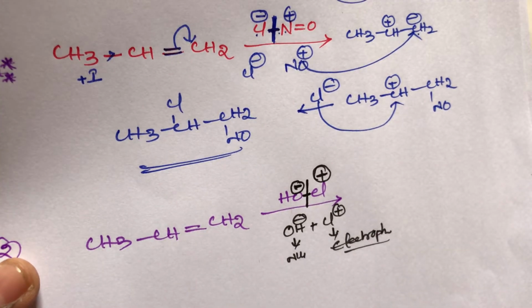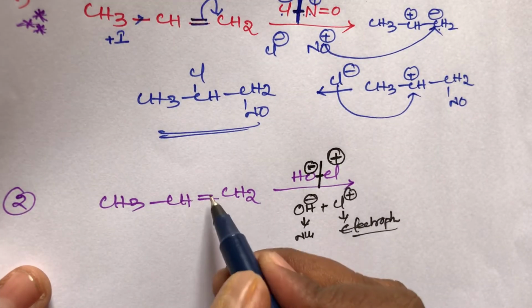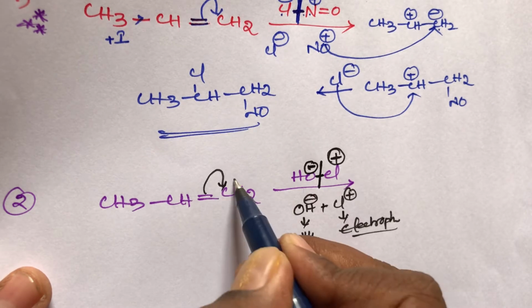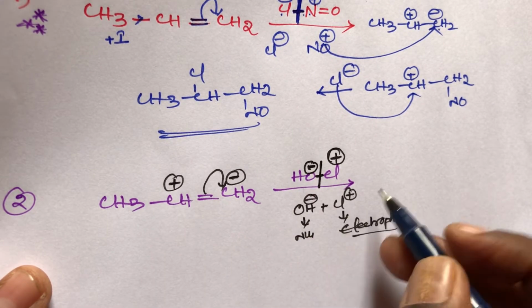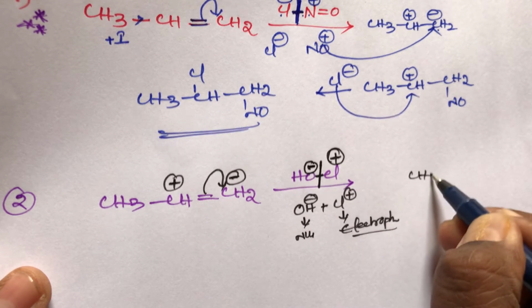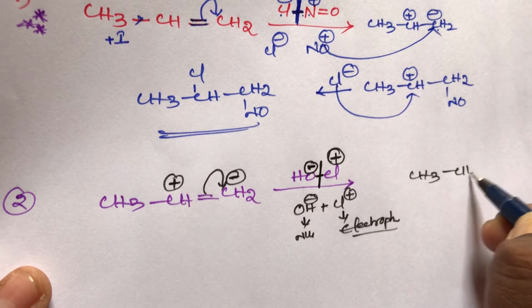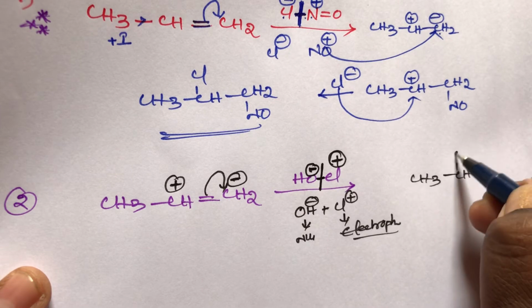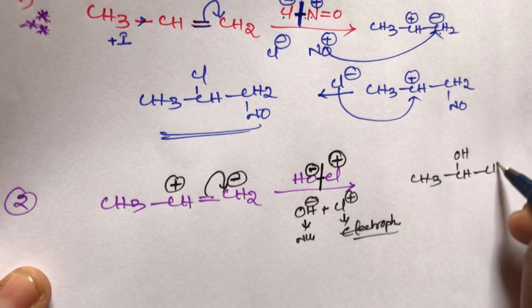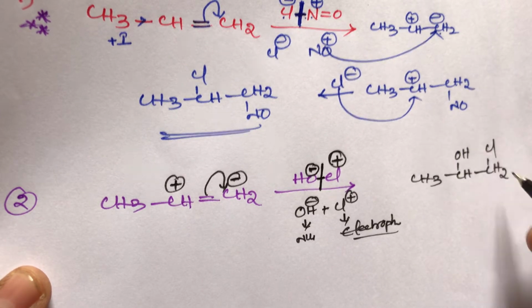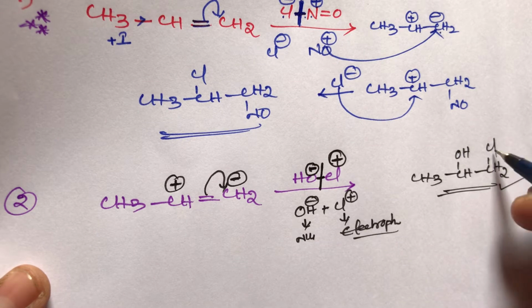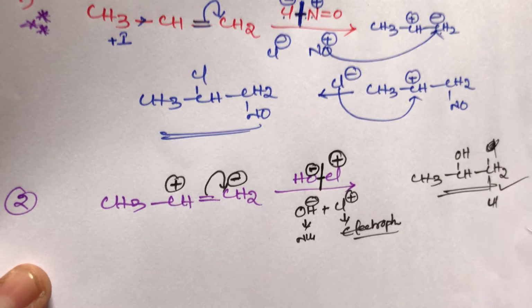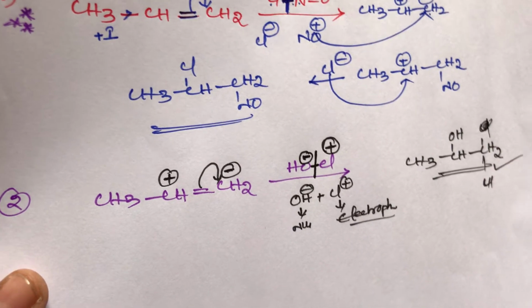So what is the product, students? The first step is bond breaking. We get this carbon with negative charge and this carbon with positive charge. I am writing the final product: CH3 CH OH then CH2 Cl. This is also an anti-addition reaction. Anti-addition means like this.